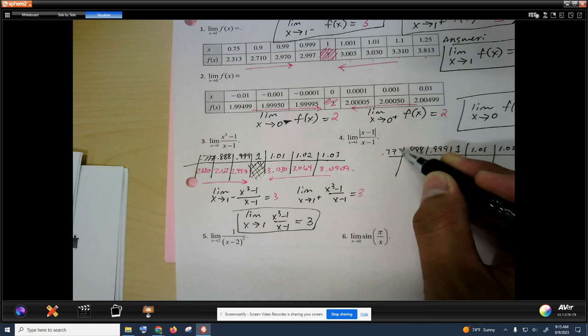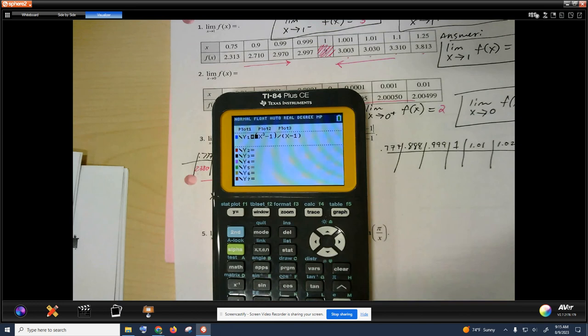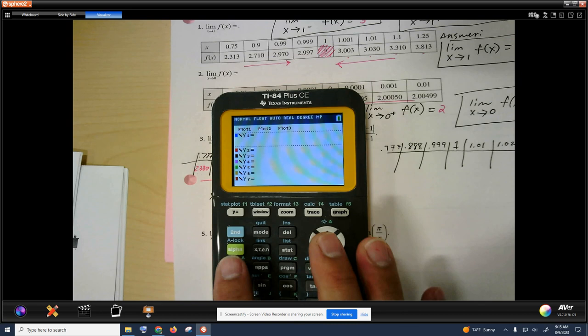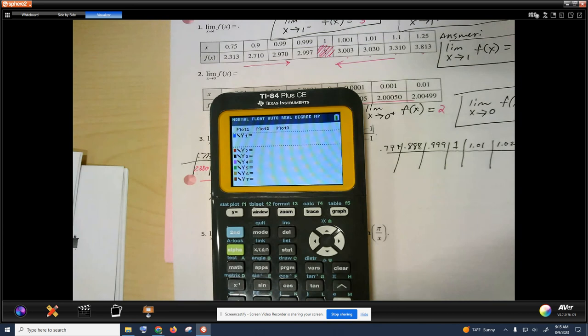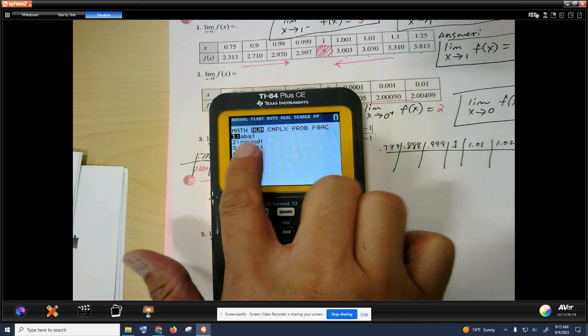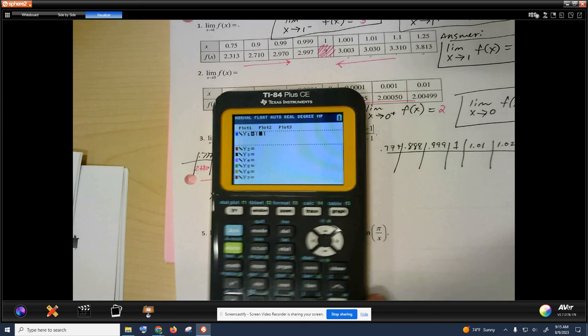Okay, this time I need to put the absolute value function here, so we'll clear that out. The absolute value button is actually in the math button if you're using these. So you press math. While your cursor is blinking, you press math, you scroll over and it says ABS, press enter. This gives you the absolute value. And then you can type in x minus 1. The x variable is this button.